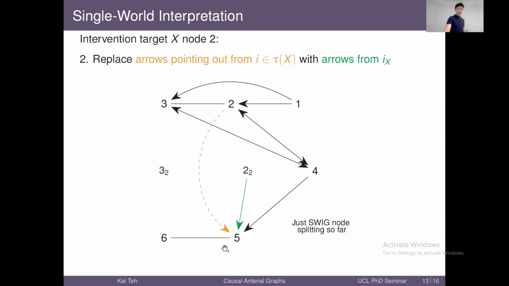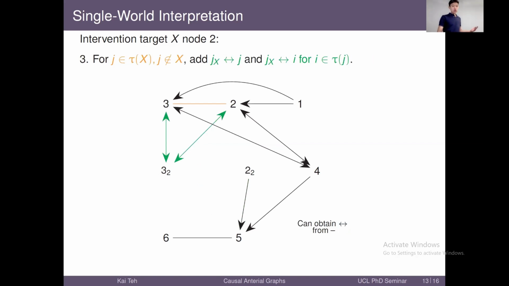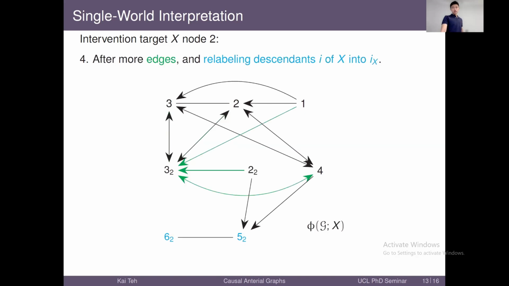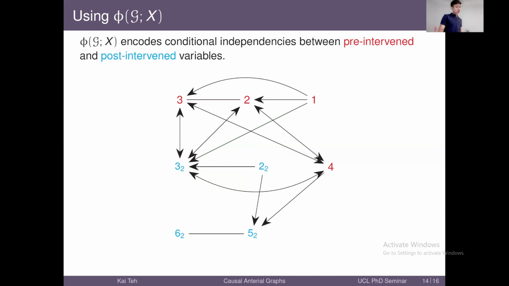As you can see, these two steps combined are just what I did at the start of the talk, the graphical magic. Of course, there are a few more edges that you have to add and adjust for, but the details are not that important for the talk. Essentially, after you do all this, you get a graph which I call phi G X that encodes the causal assumptions, aka conditional independencies between pre-intervene and post-intervene variables.